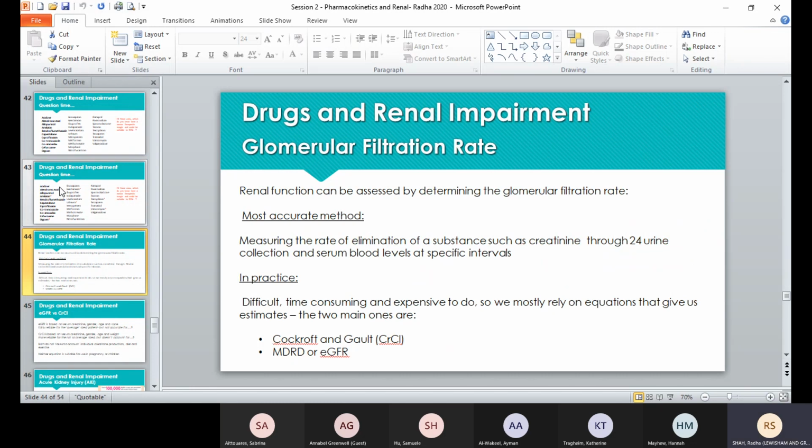So renal function can be assessed by determining the glomerular filtration rate. Normally the most accurate method is measuring the rate of elimination of a substance such as creatinine through 24-hour urine collection and serum blood levels at specific intervals. But in practice, this is very difficult and time consuming. So what we use is the Cockcroft and Gault creatinine clearance, or the eGFR.